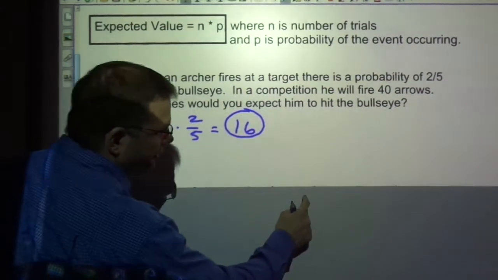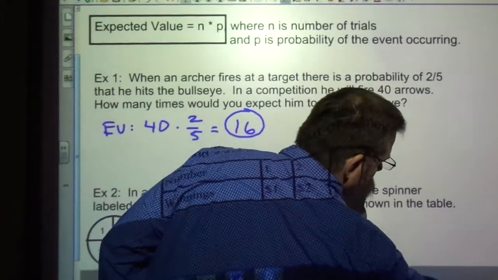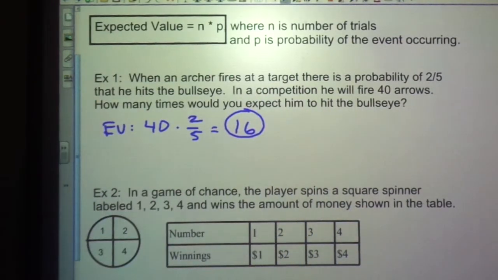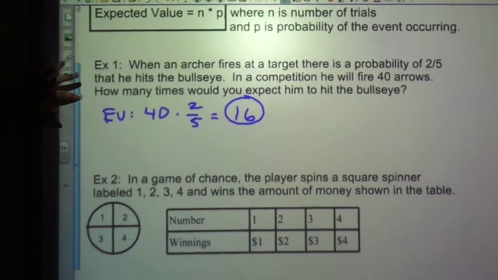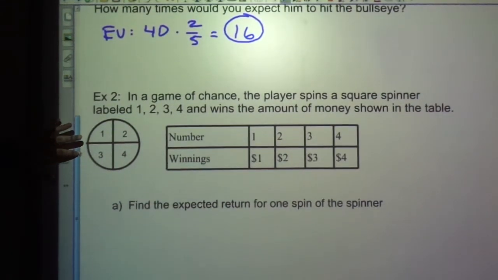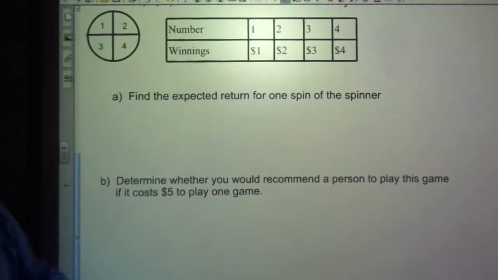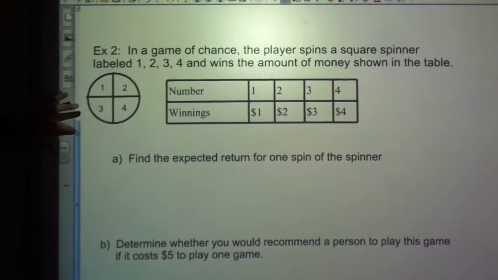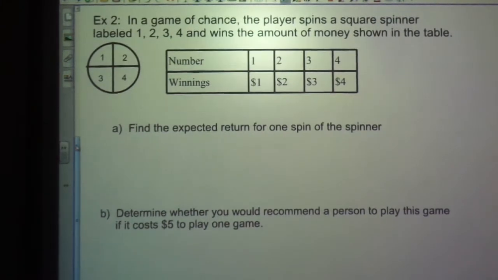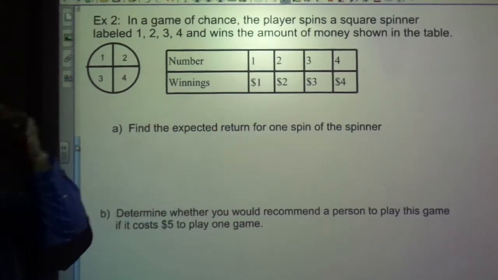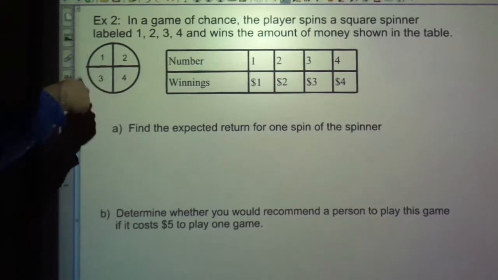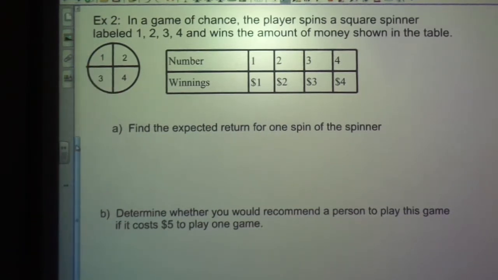Now this is also used in casino kinds of games when we're trying to figure out how much a game should cost and how much we should expect to win or lose each time we play a certain game. So we've got a game of chance, and the player spins the square spinner 1, 2, 3, 4 and wins the amount shown in the table.